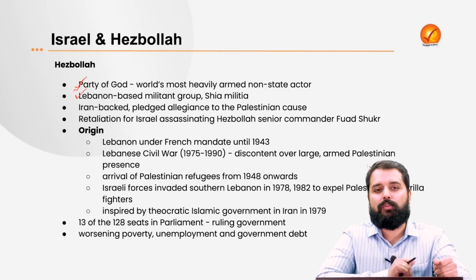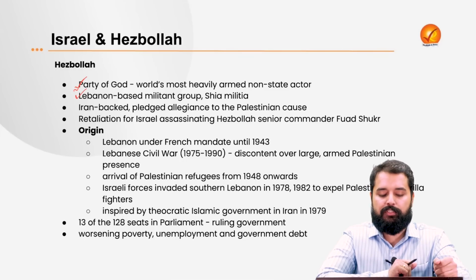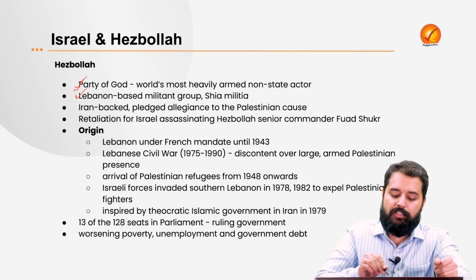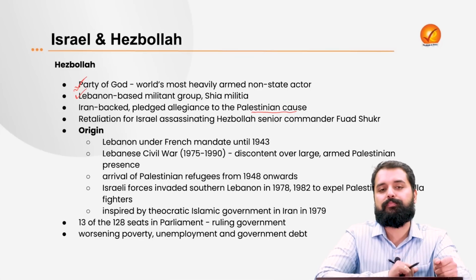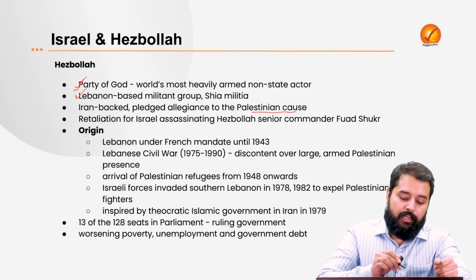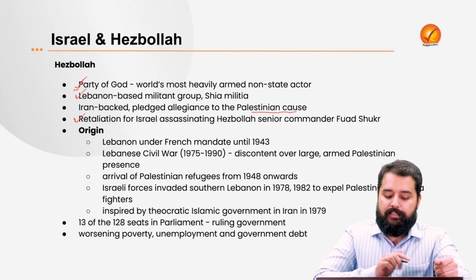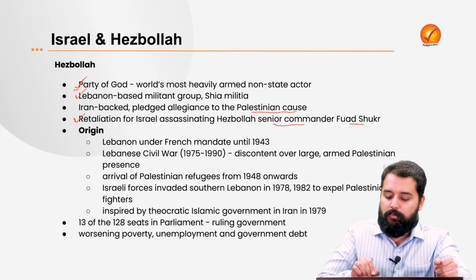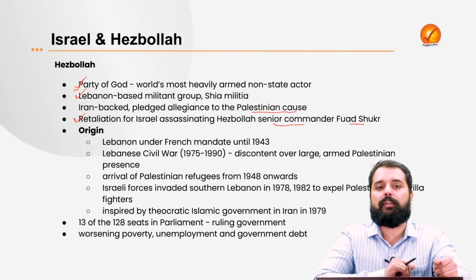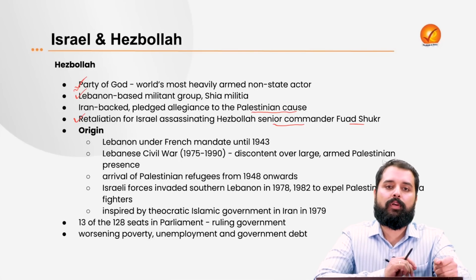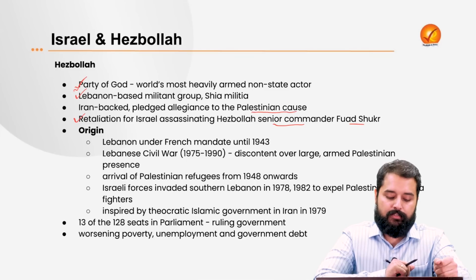Essentially, it comprises Shia militias, and Iran backs these Shia militias, and therefore they have pledged allegiance to the Palestinian cause. Now, this Hezbollah is retaliating because Israel assassinated the senior commander of Hezbollah, Fuad Shukr, and it started pounding Israel with rockets and missiles, etc.